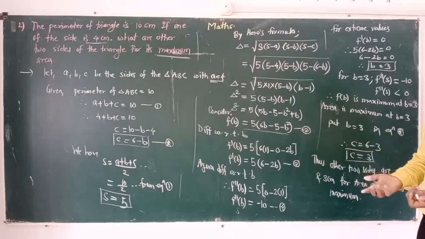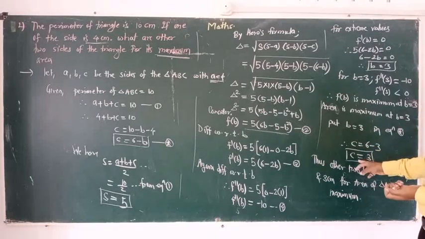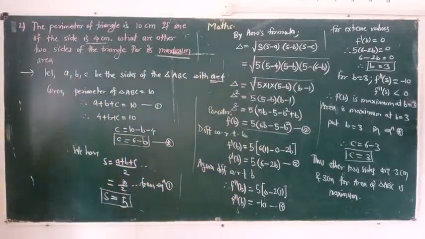So I want to find the other side of the triangle. So c is equal to 6 minus 3. C is here 3. It's our second question.